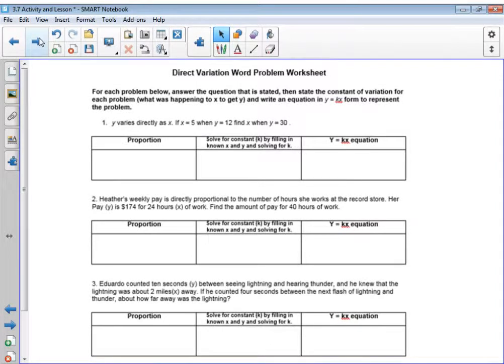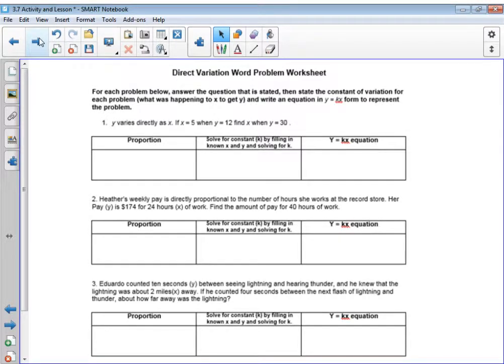So now you're going to go ahead and take out your worksheet that you have for this. And for each of these problems, we're going to answer the question that's stated. Then we're going to state the constant, or in other words, solve for k. And we're going to write the equation substituting in for k. I know this is kind of small on your screen, but you have the worksheet so that it looks a little bit bigger.